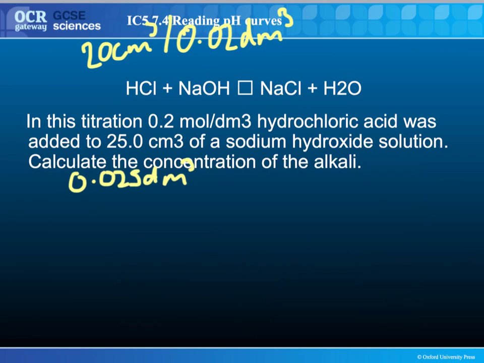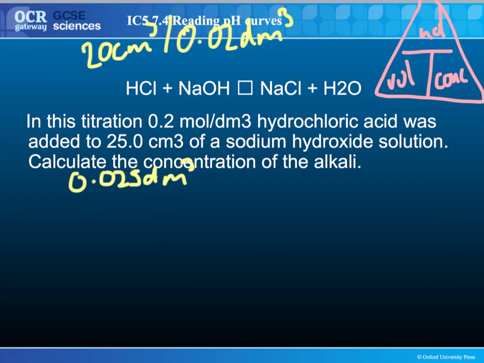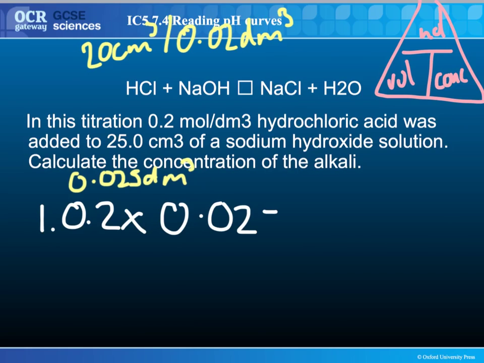Right, on this slide I've already carried out the first step and I've converted all volumes into dm3. Step 2 is to identify the calculation that you're going to use, the number of moles over the volume times the concentration. Step 1, known solution. We have 0.2 mol per dm3 of hydrochloric acid multiplied by 0.02, volume by concentration. That gives us number of moles of hydrochloric acid. In this case we have 0.004 moles of acid.